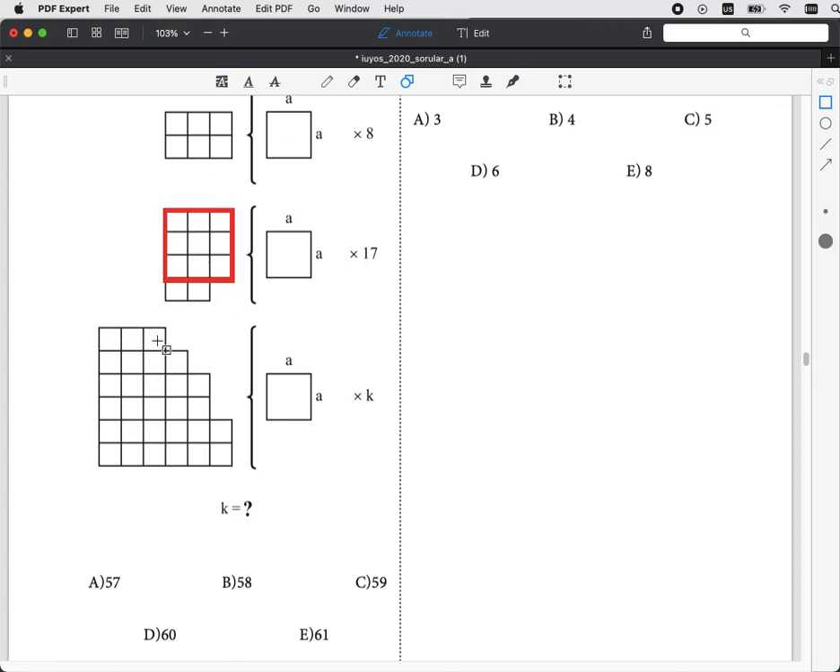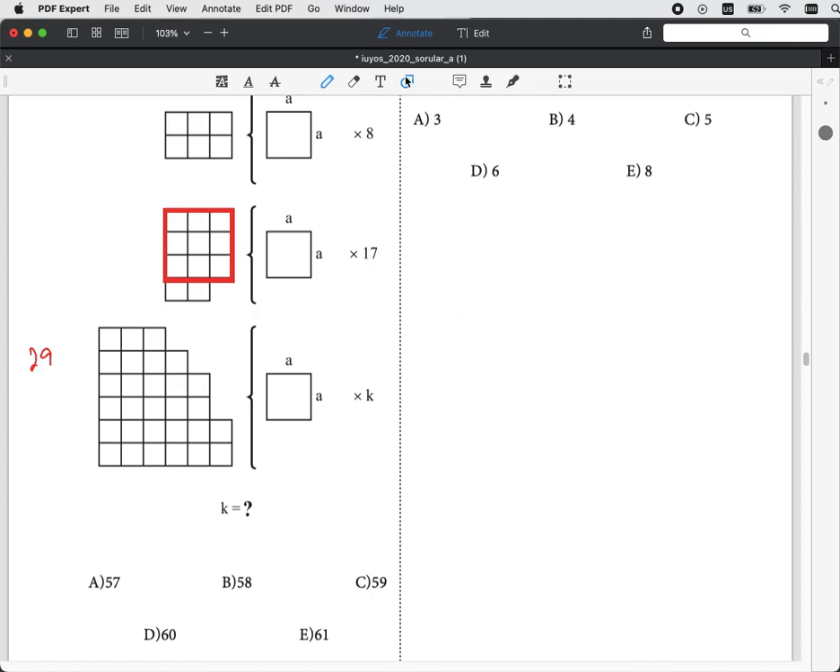1, 2, 3. 1, 2, 3, 4, 5, 6. 3 times 6 is 18. This one, 19, 20, 21, 22, 23, 24, 25, 26, 27, 28, 29. This one is 29. 29. This is for 1 unit square.